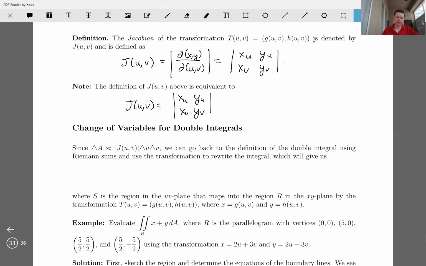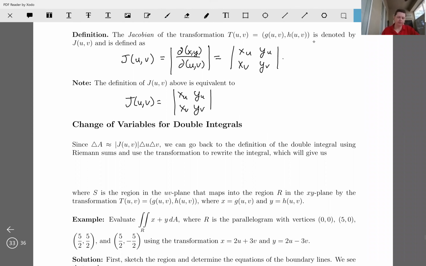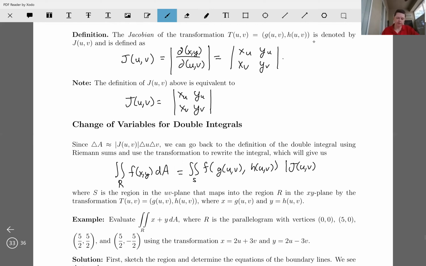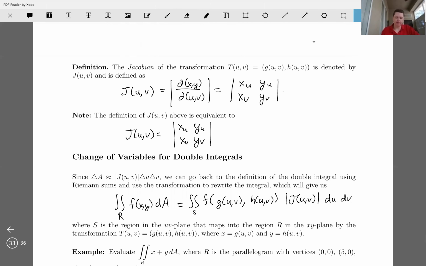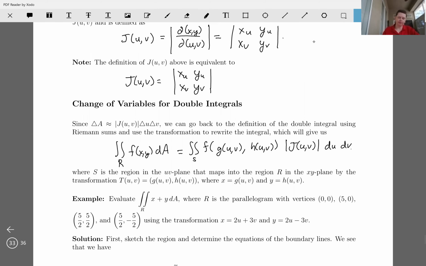And now, since delta A is approximately the absolute value of the Jacobian times delta u times delta v, we can go back to the definition of the double integral using Riemann sums, use the transformation to rewrite the integral, and that's going to give us the double integral over R of f of x, y dA is equal to the double integral over S of f of g of u, v, h of u, v, times the absolute value of the Jacobian, du dv.